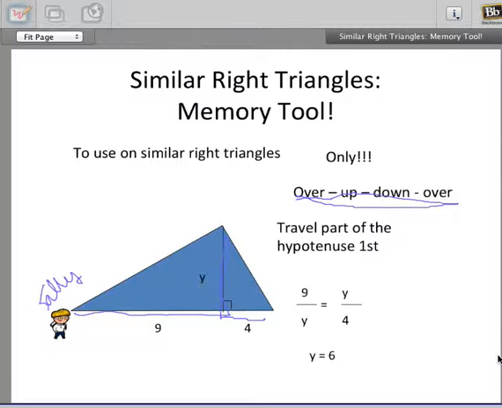9 over y equals y over 4. And you could also start Sally on the other side and it wouldn't matter. You would still get the same answer. So you cross multiply and solve to get y equals 6.